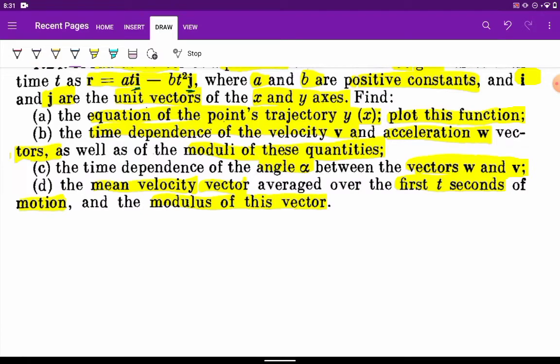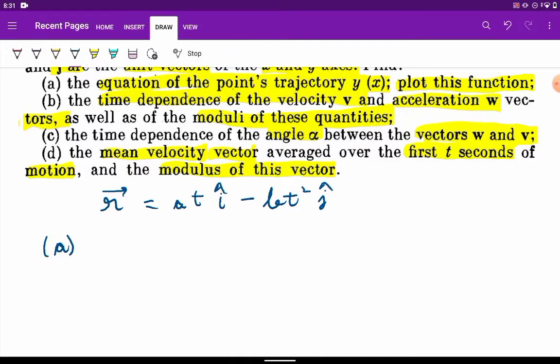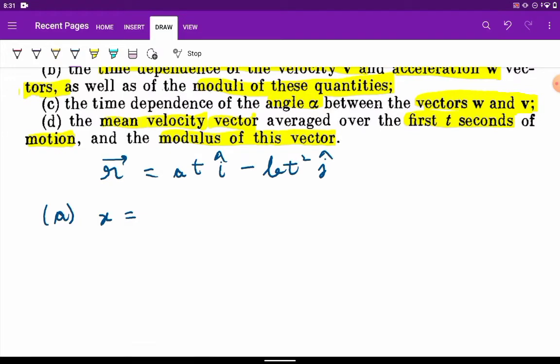So first of all, for everything we'll just copy down what r is: r = at i cap minus bt² j cap. We need to find what x and y are in terms of t. So x, the x component, is basically the dot product of r with i cap.